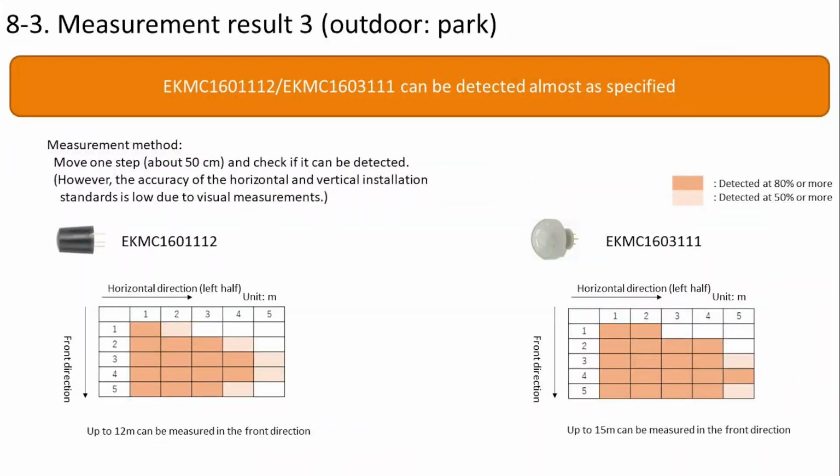Move on. This is the detection range of the Panasonic sensor. Generally according to specifications. As for the measurement method, we checked whether it was detected by moving 1 step. However, since the horizontal and vertical installation standards are measured by eye, the accuracy is slightly low. Even so, the results are generally satisfactory without deviating significantly from the specifications.